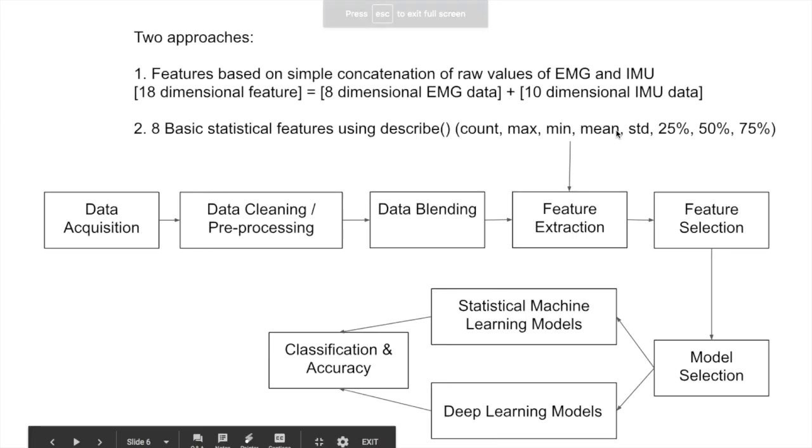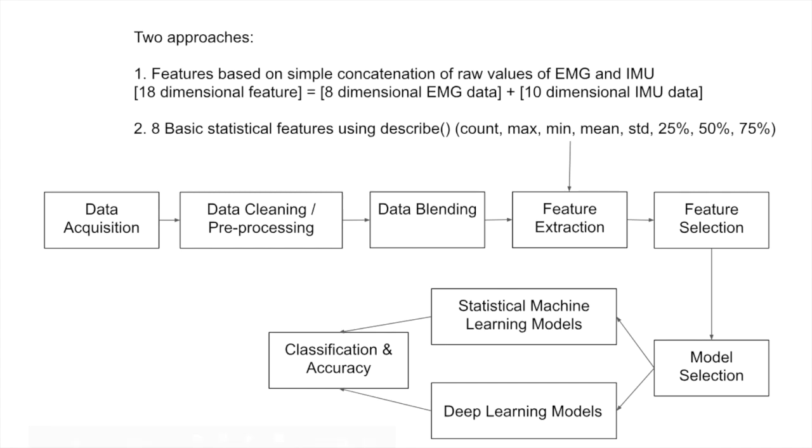For feature extraction, we explored two approaches. The first approach was a feature based on simple concatenation of the raw values of EMG and IMU data. Now, the EMG data had 8 dimensions, while the IMU data had 10 dimensions. Therefore, the feature vector that was generated for each instance was 18 dimensions.